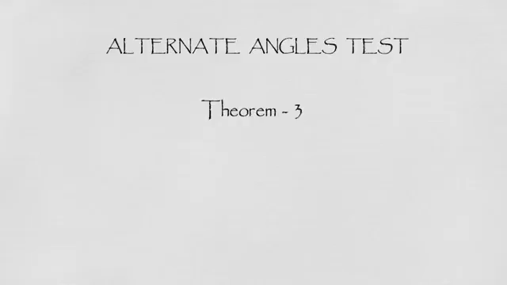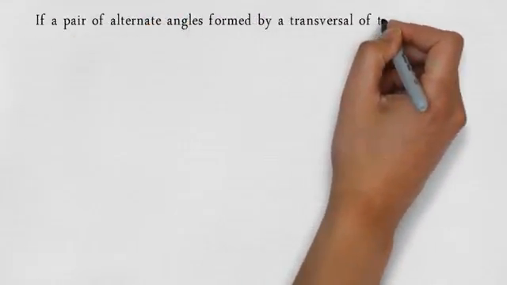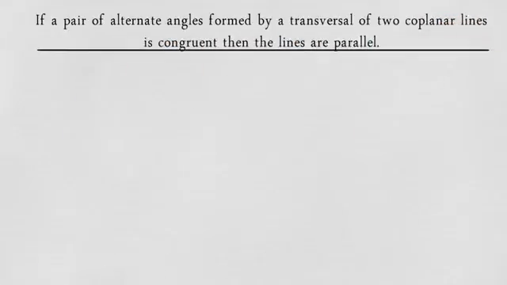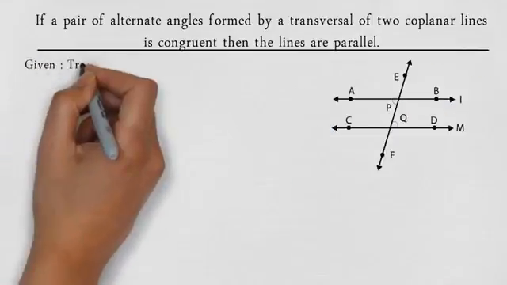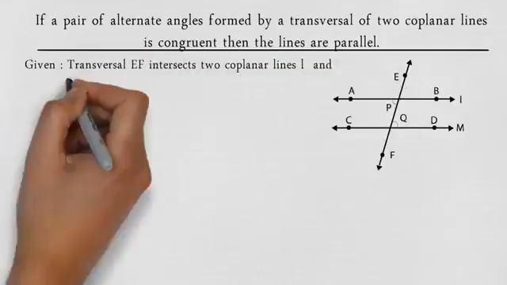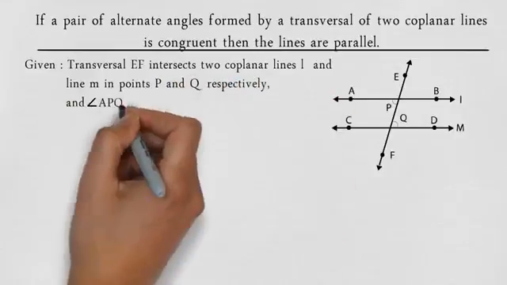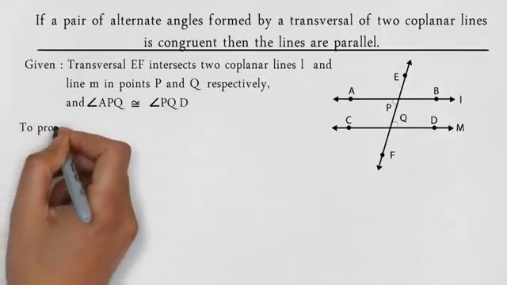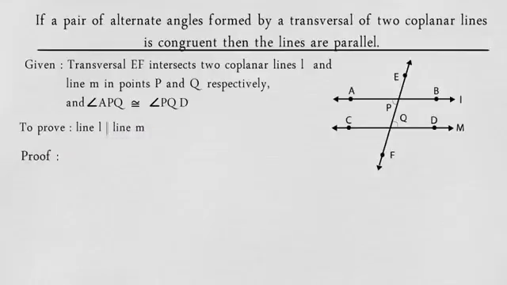Alternate angles test. Theorem 3. If a pair of alternate angles formed by a transversal of 2 coplanar lines is congruent, then the lines are parallel. Given, transversal EF intersects 2 coplanar lines L and M in points P and Q respectively, and angle APQ is congruent to angle PQD. To prove, line L is parallel to line M.